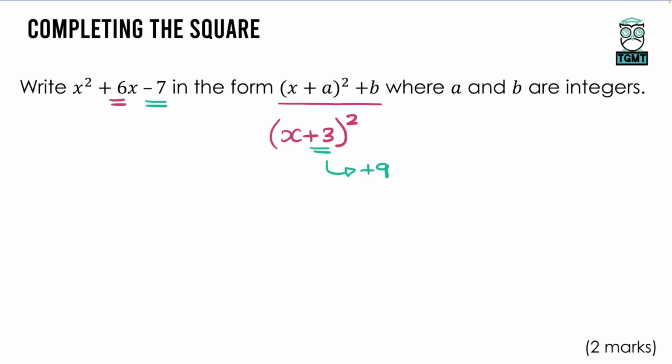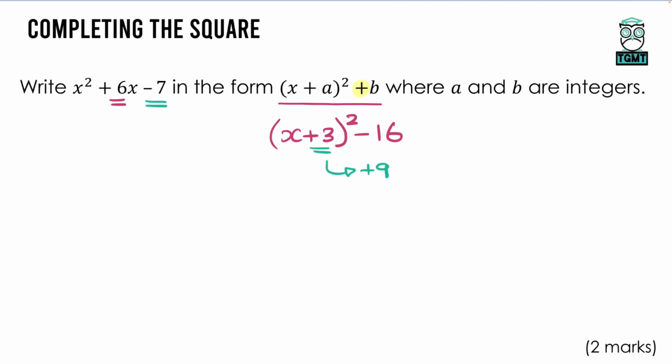So to get from 9 to negative 7, you can always do that on the calculator, but that is a jump of 16. So we would have to subtract 16, and there we go, it's now written in completed square form. Don't be put off by the fact that in the question it said plus b here. That's absolutely fine. Our b is just negative 16.